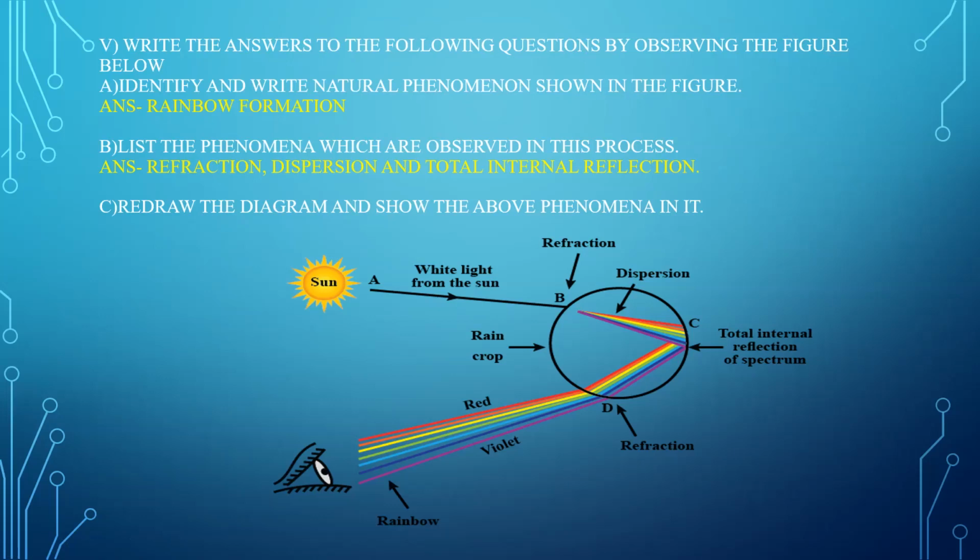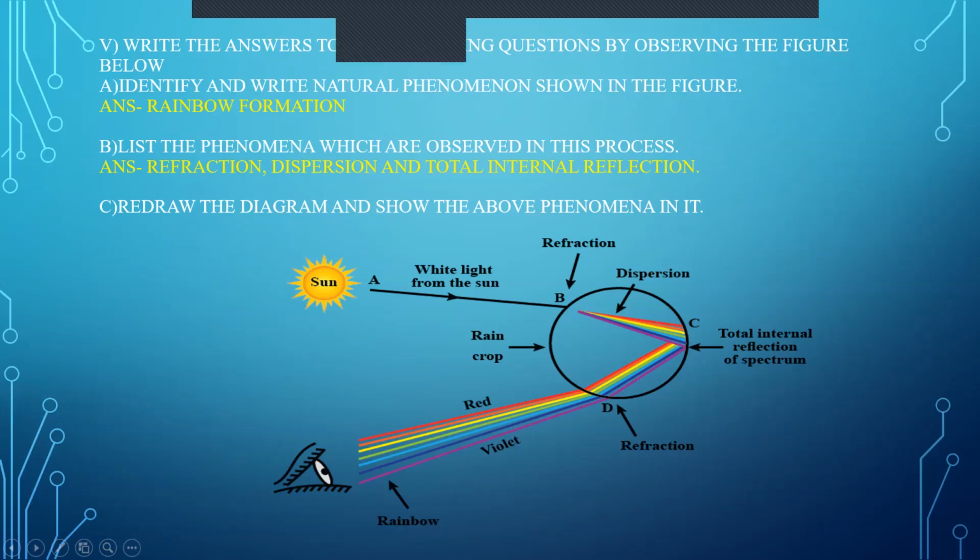Now, whatever refraction, dispersion, total internal reflection we have shown, you have to show it in this diagram, and they have told us to redraw. So this is how you will draw this diagram. You have to draw it very nicely and label it very correctly. Here you will write sun, then white light from the sun, then reflection, refraction, dispersion, total internal reflection, then eye, and how the colors come out. You have to draw a raindrop nicely as a circle. Okay, so this you have to draw.